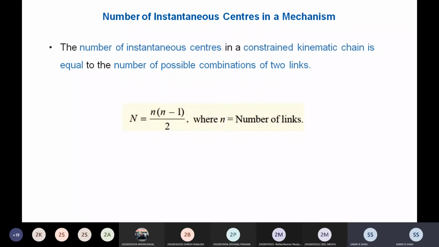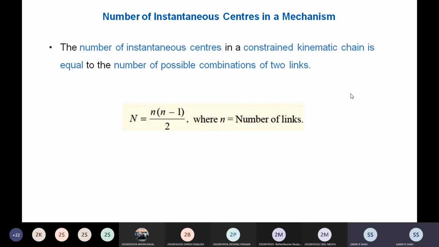Now you have to remember the equation, which is the first step to find the eye centers. The number of eye centers for a kinematic chain is given by N equals n(n minus 1) by 2, where small n is the number of links. From this equation we find how many eye centers we may generate. Suppose we have a four-link mechanism, it means there are 4 links.